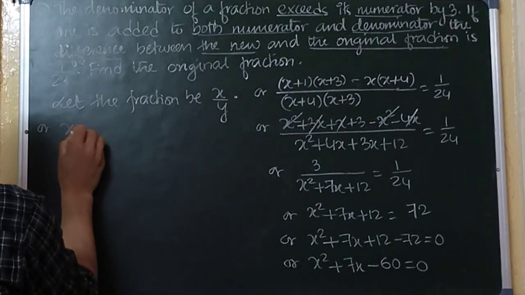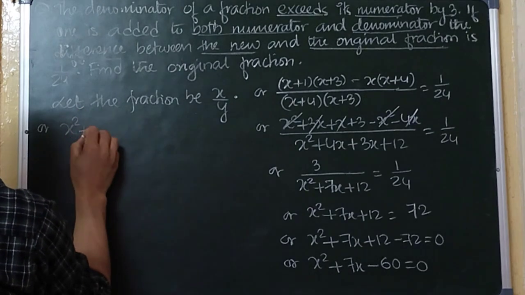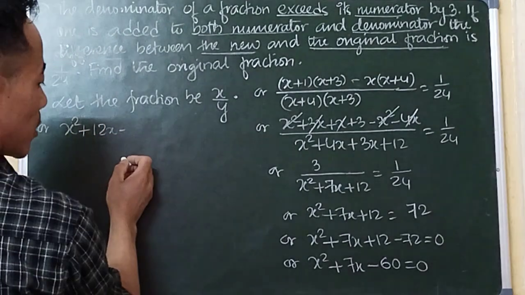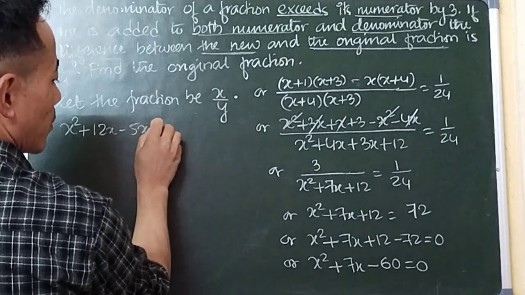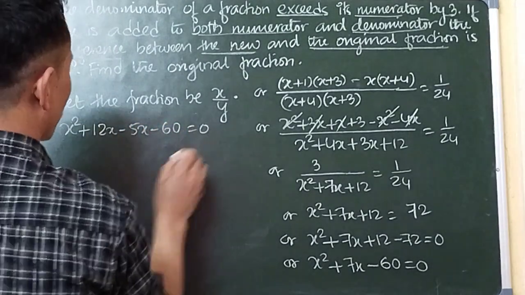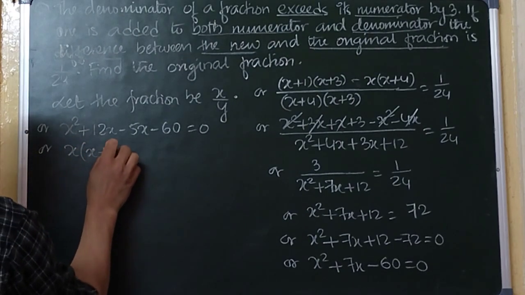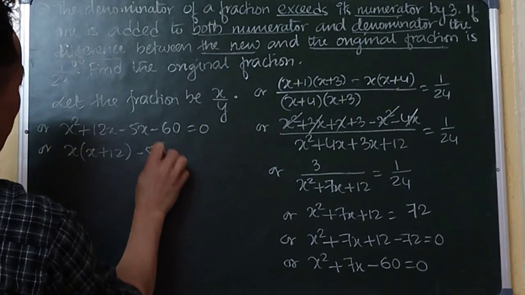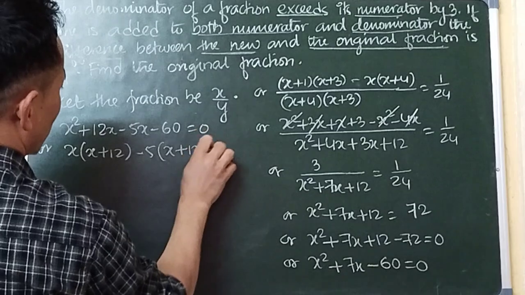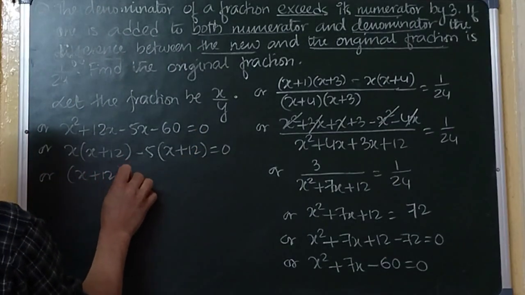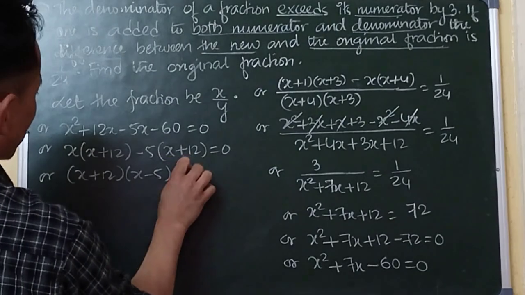Okay, so this will become x square, this will become 12x minus 5x minus 60 is equal to 0. So if you take the common from the first two terms, this becomes x plus 12, minus 5 common, x plus 12 equals to 0, or we have x plus 12, x minus 5 equals to 0.